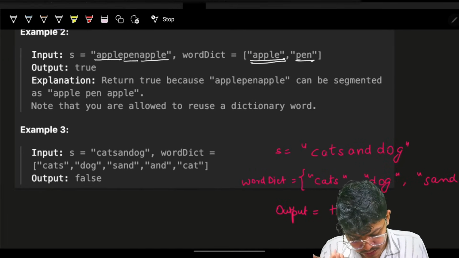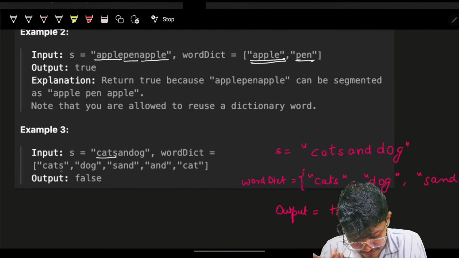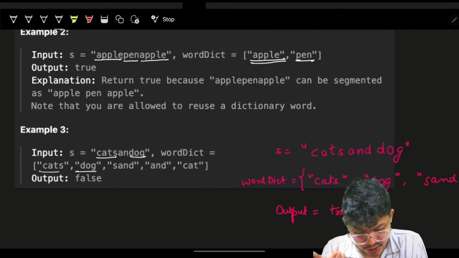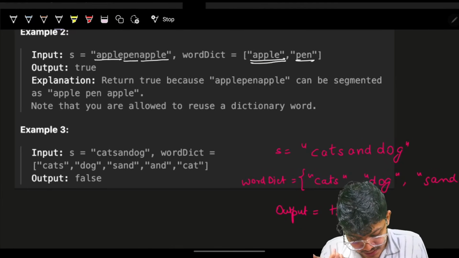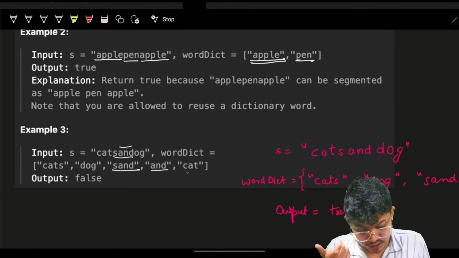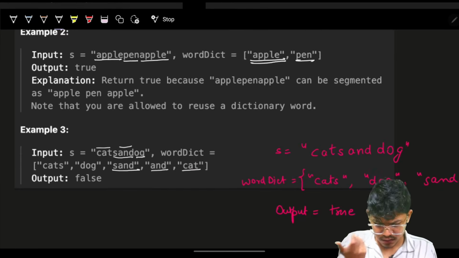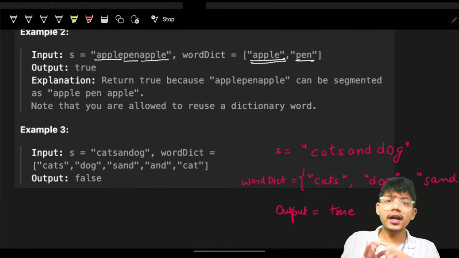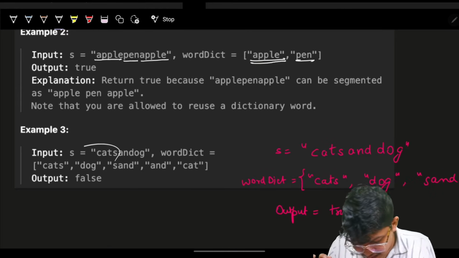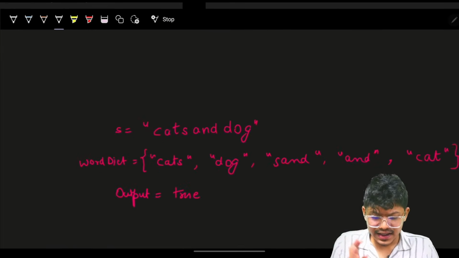Let's take the next one, which is cats, dog, cat. So in this, I have cats, okay, I have a dog, but there is no an, okay, that is not possible. Let's say I have a sand, okay, I have an and, that's also possible. I have a cat, but still, what about this OG? That's not there. So ultimately we tried all the possibilities and figured out it is not possible.